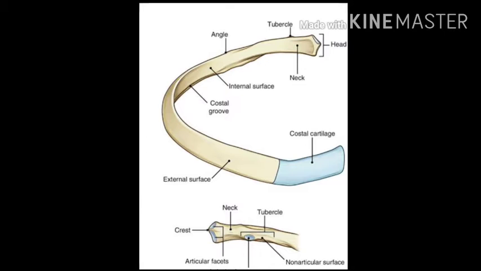Now we will talk about a typical rib. A typical rib consists of a head, a neck, a tubercle, an angle, the inner surface, the external surface, and anteriorly it is connected to the costal cartilage, through which it is connected to the sternum. The head contains 2 articular surfaces. The smaller surface articulates with the facet on the vertebra above it, and the larger inferior one articulates with its own vertebra. There is a tubercle and an angle.